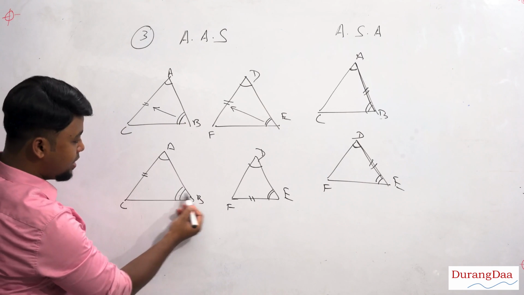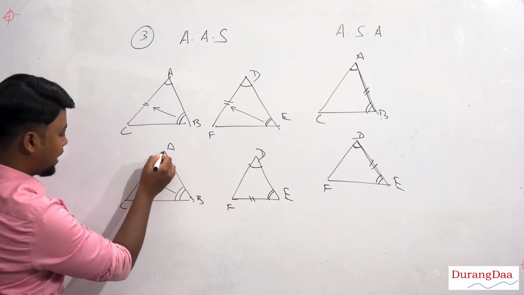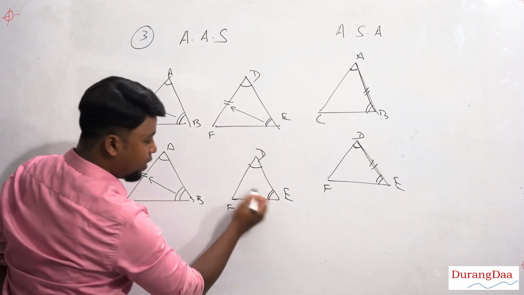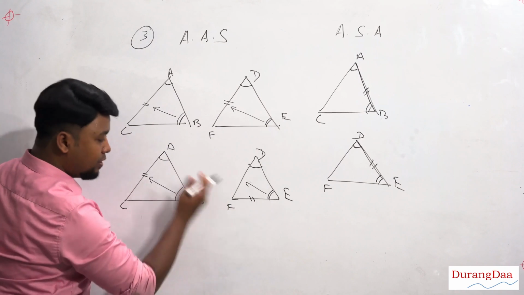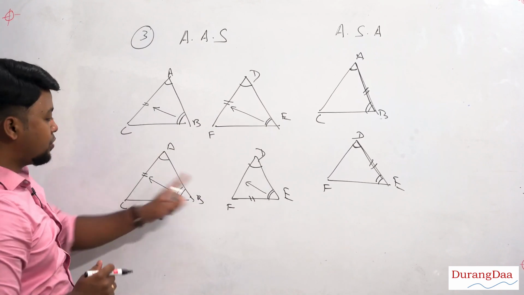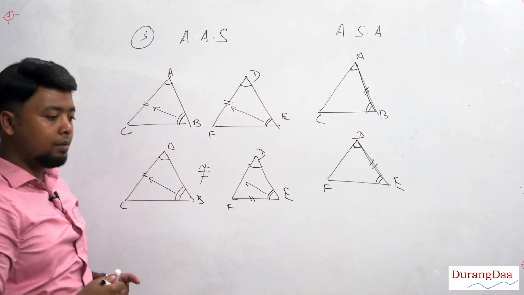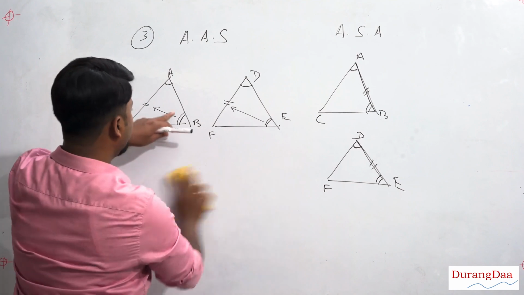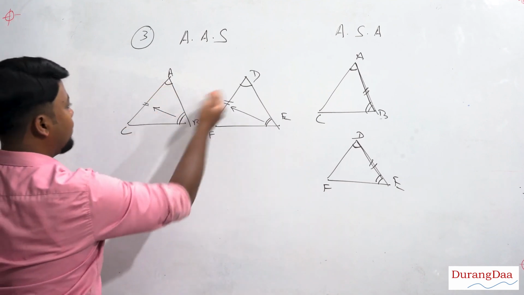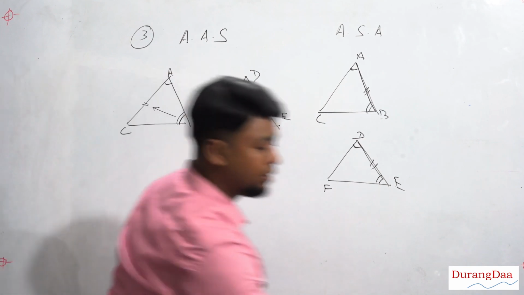You see, angle B and angle E both are equal, but opposite to angle B we are having side AC, opposite to angle E we are having side DF, and it is not given that DF is equal to AC. So, these two cannot be proved congruent. So, keep that in mind.